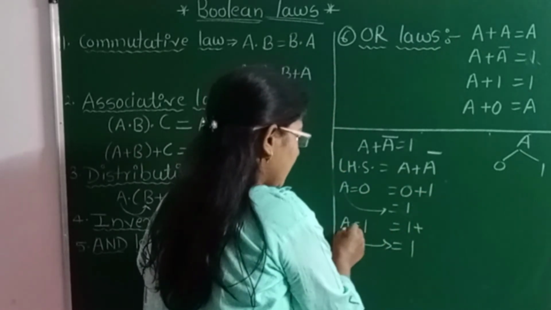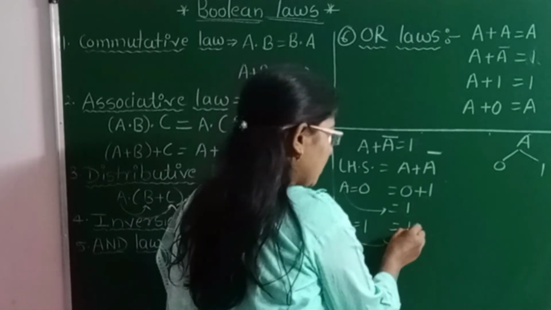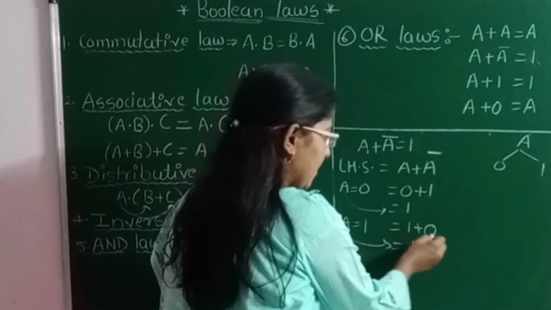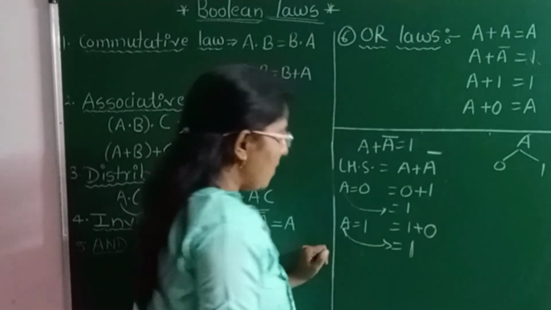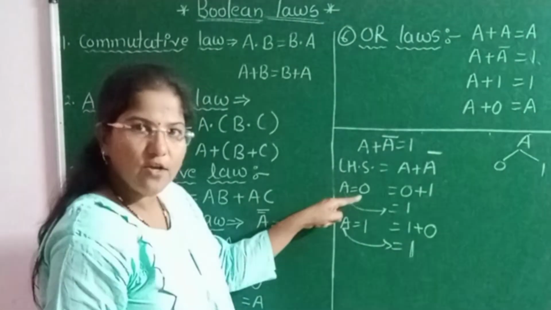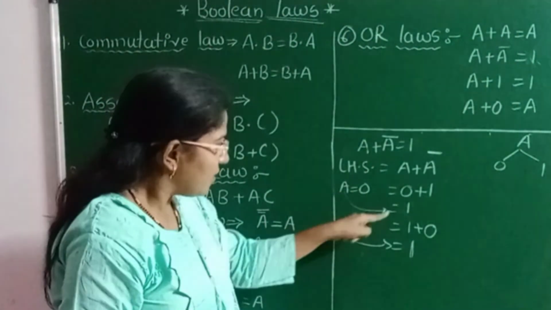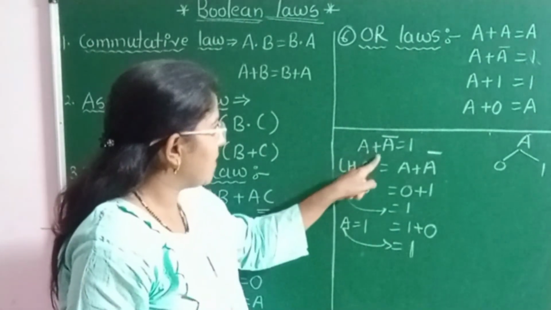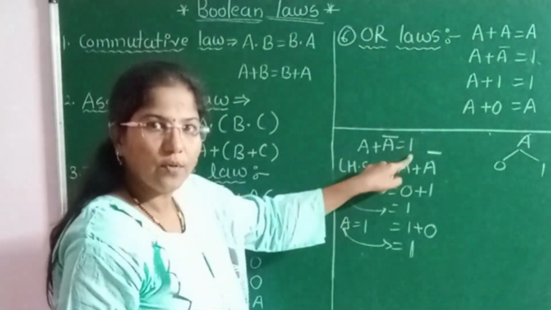Now next, consider A equal to 1. So put the value of A as 1. So A bar will become 0. So 1 plus 0 is 1. So now here you can see, it doesn't matter whether I put the value of A as 0 or 1, the final result is 1.